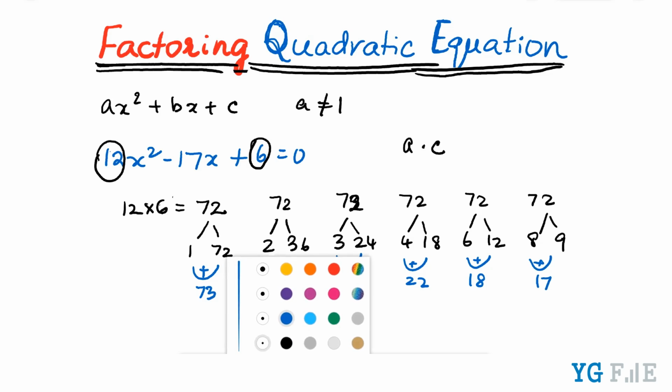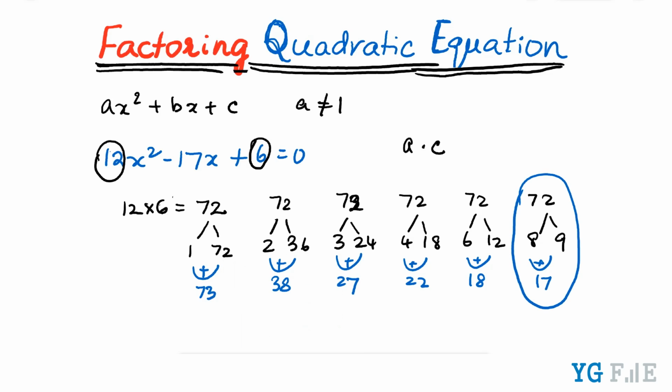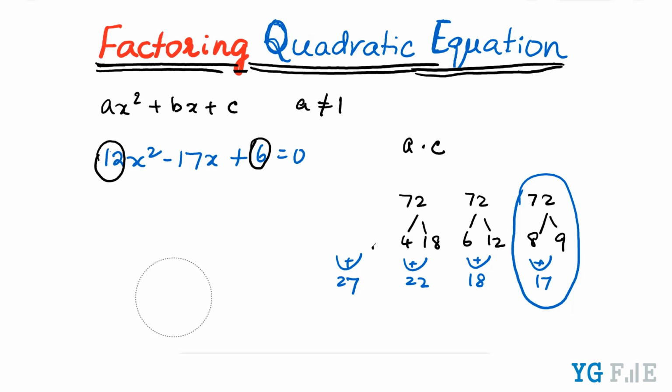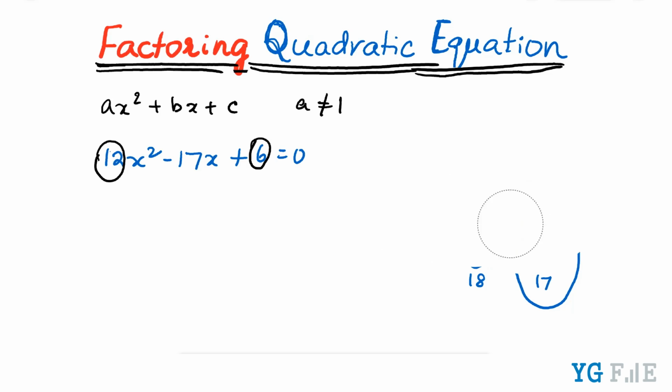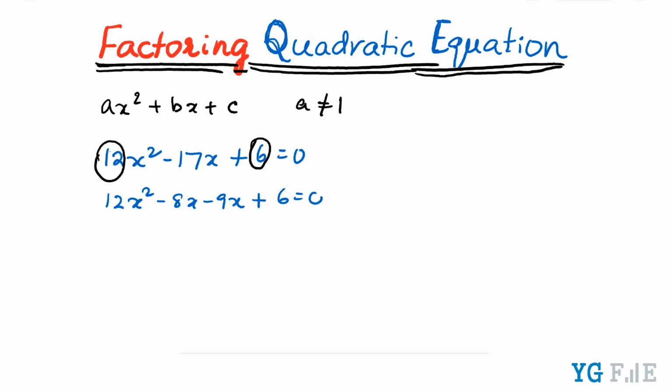So let us circle this one, because this is the one that will satisfy our quadratic equation. We checked all the factors and found that the sums did not work for us. The only one that works is 8 and 9. If you are very comfortable with your multiplication tables, you can quickly think about which factors of 72 make up 17, and it is 8 and 9 in this case. So let us split the b as 8x plus 9x, which is 17x, plus 6 equal to 0.